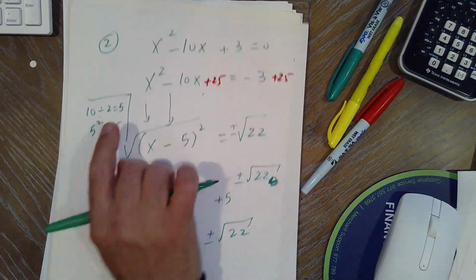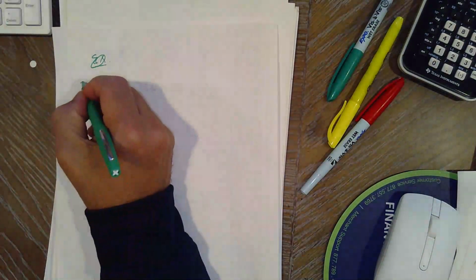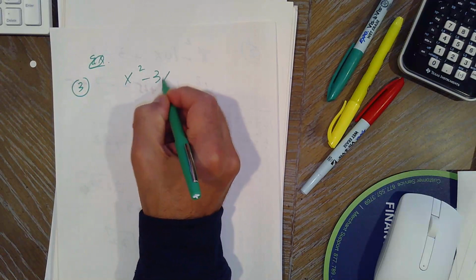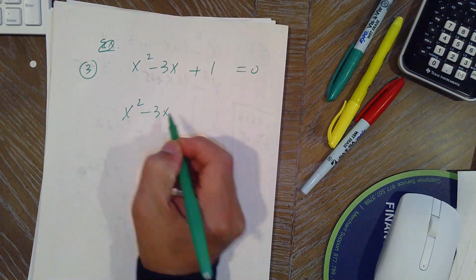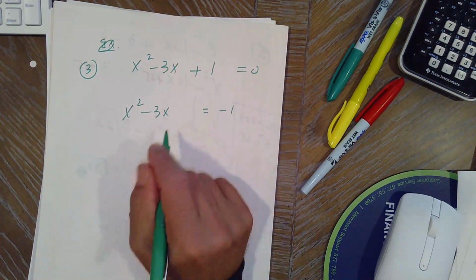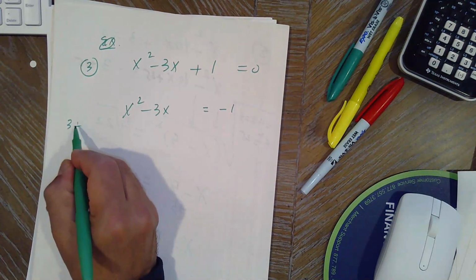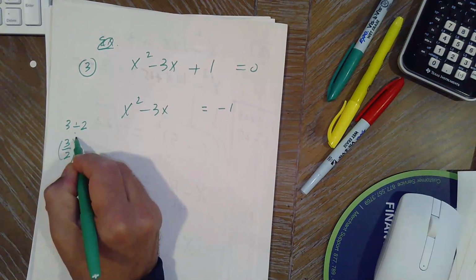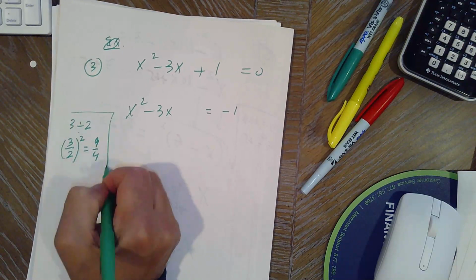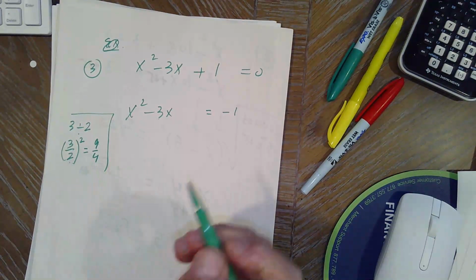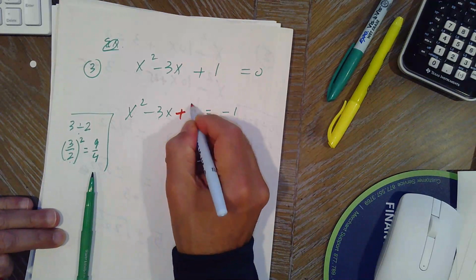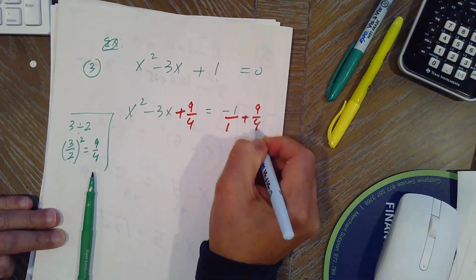Okay. Now it's not always going to be an even number dividing by 2. It could be an odd number. Okay. What was that? 2, number 3. X squared minus 3x plus 1 equals 0. So move the 1 over and take the 3 divided by 2, you get 3 halves. Square it, you get 9 over 4. So take that number divided by 2, 3 halves, square it, you get positive 9 over 4. And you're going to add 9 over 4 to the left side and 9 over 4 to the right side of the equal sign.